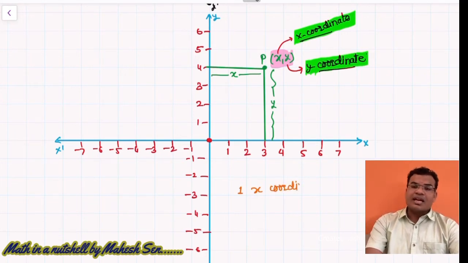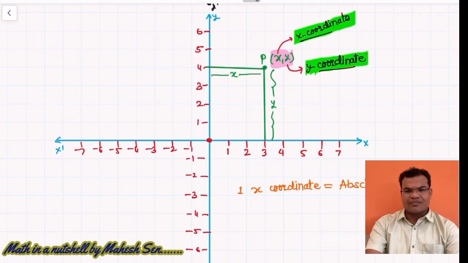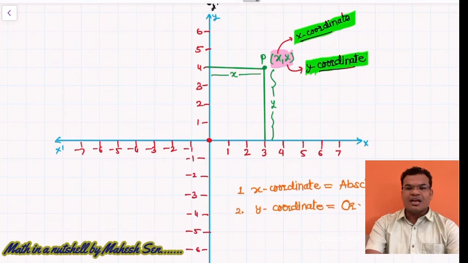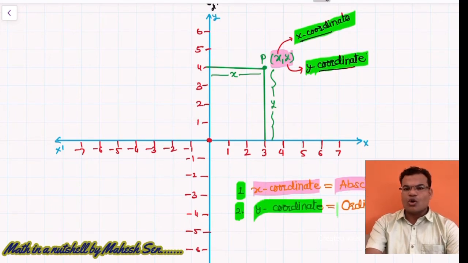One more thing that I want to explain to you is that the x coordinate is also known as the abscissa. Any point P has coordinates x comma y. So x is the abscissa, and the second coordinate y, the y coordinate, has a new name: ordinate. So abscissa is the value of the x coordinate, and ordinate is the value of the y coordinate. These are the two names of the x and y coordinates.